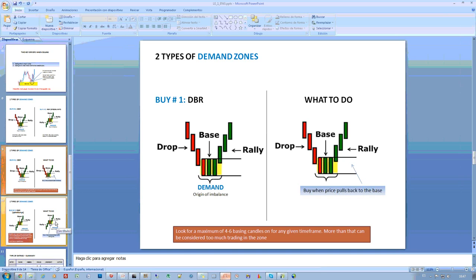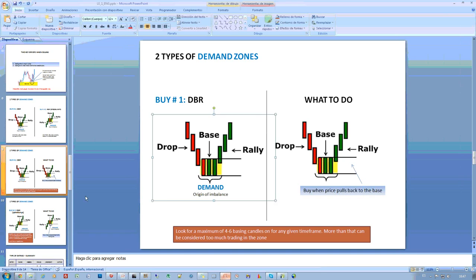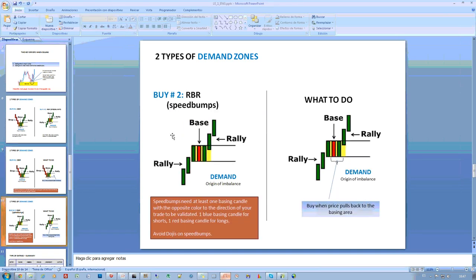For the speed bumps, the rally-based rallies, this is exactly the same. We have a rallying price, we have a basing for 3 hours, let's say, if this is a 1 hour chart, and then price rallies. So when price comes back into the area, when it dips into the area, what do we have to do? We have to buy when it pulls back to the basing area.